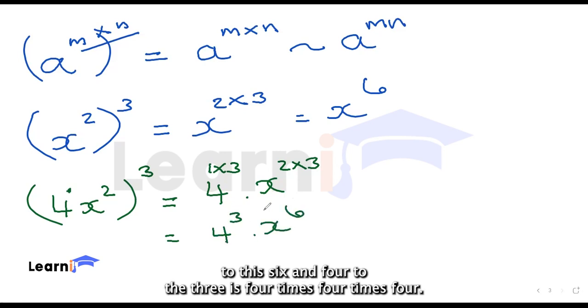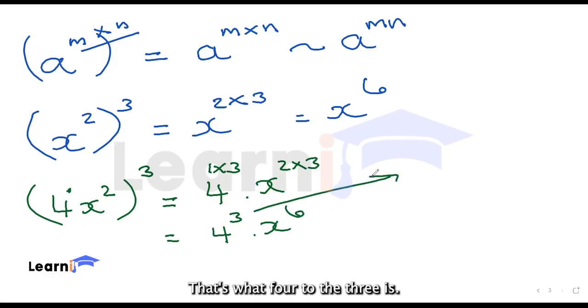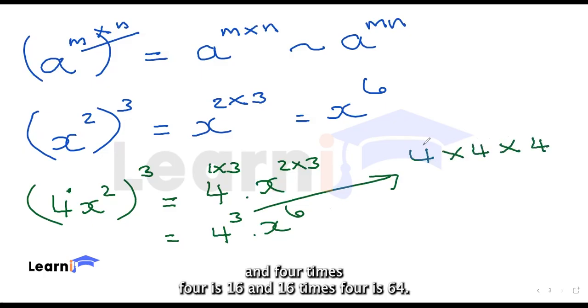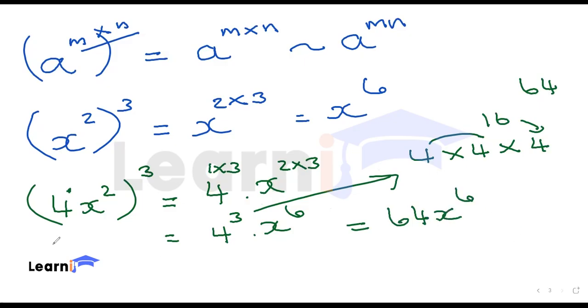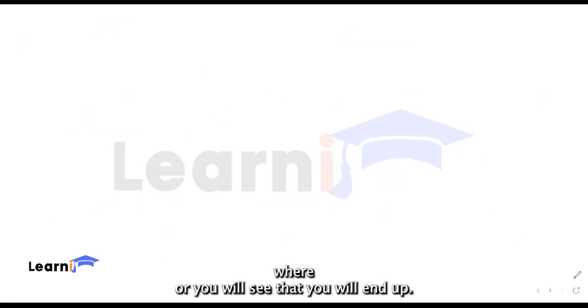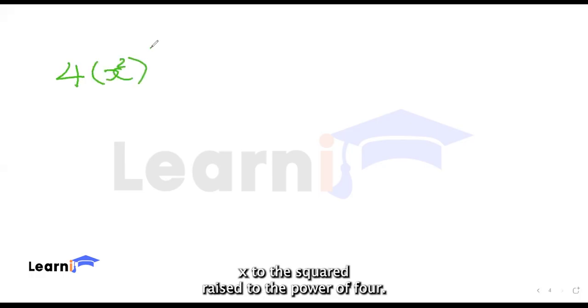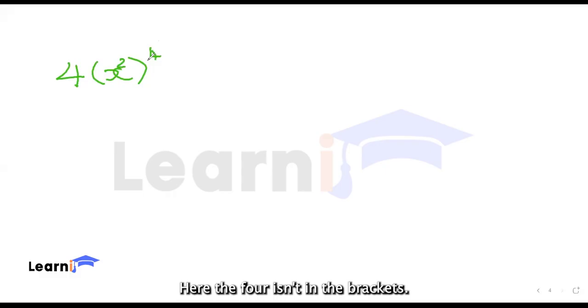And 4 to the 3 is 4 times 4 times 4. 4 times 4 is 16, and 16 times 4 is 64. So our answer here is 64x to the 6. Now, you will also see questions where we might have 4x squared, with the x squared in brackets, raised to the power of 4. Here, the 4 isn't in the brackets.